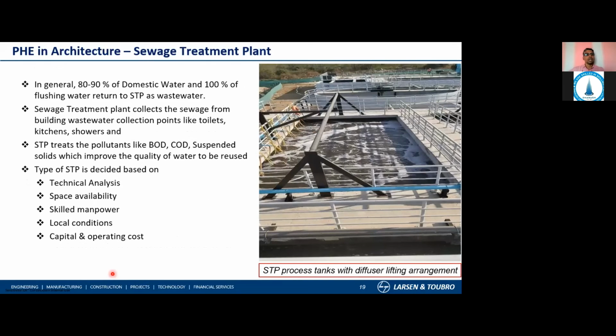Same way for STP, as I said, 80 to 90% of the water comes to the STP overall, and the STP primarily removes the BOD, COD, and the suspended matter. So based on this characteristics removal, we have to do some analysis based on the quality of sewage. The type of STP will also be decided based on the quality of your sewage, and you have to make a separate analysis for what kind of process can be provided and is suitable to the location and condition.